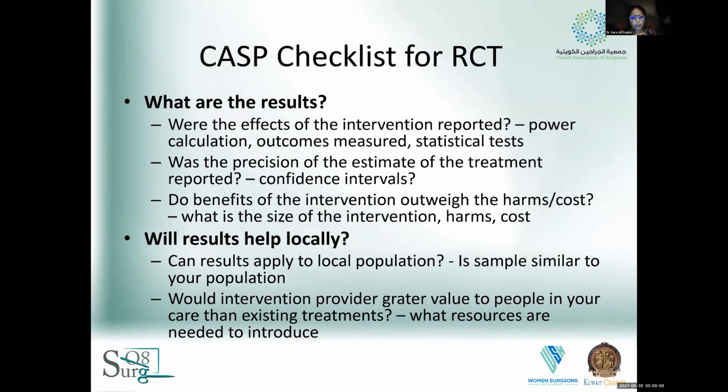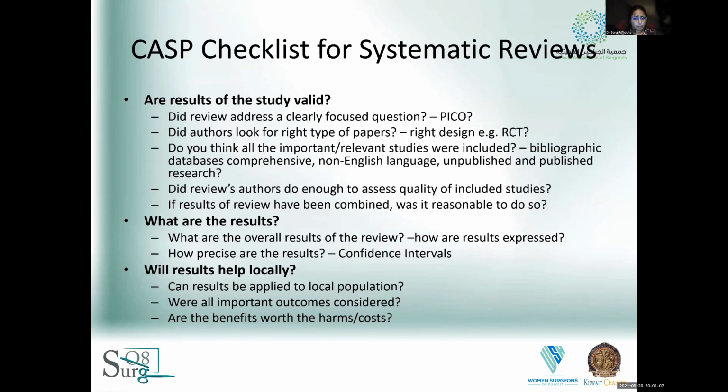Okay, so this is where a lot of the statistics comes in, and we can talk about that in our next session. And the last question is, will the results help locally? Can I apply the results of the study to my local population? And do I have the resources to incorporate it? I'll do two more examples.